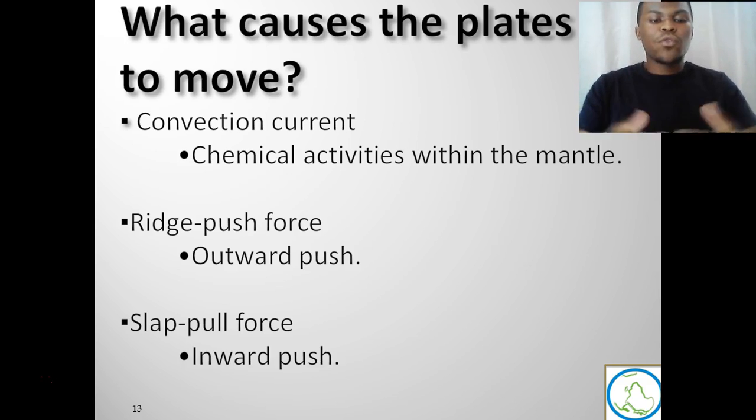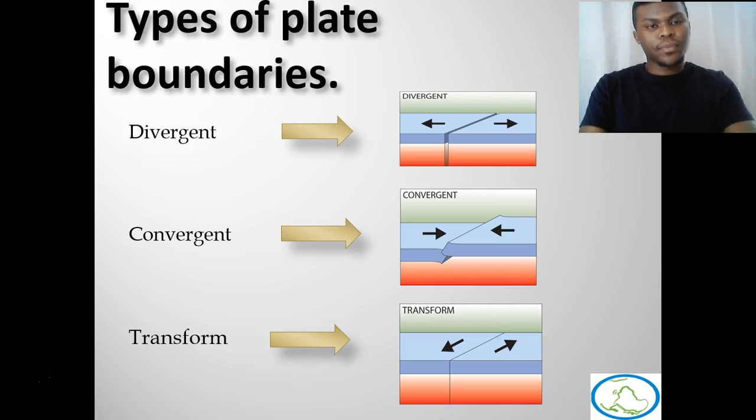And then we've got the slab pull force, which is the inward pull, and it is the older and colder plates that sink at the subduction zone because when they cool, they become more dense and therefore pull away the newly formed plates. And then we've got the types of plate boundaries.